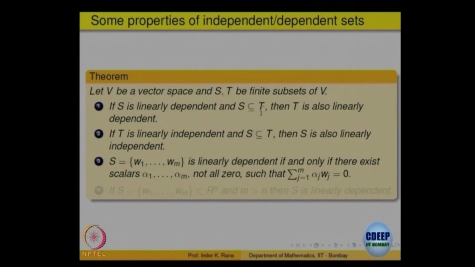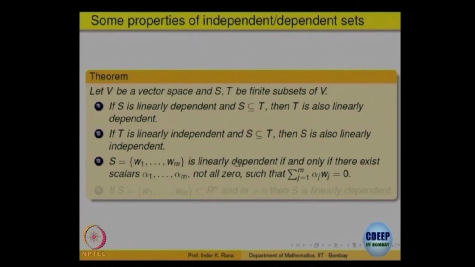So, if inside a given set you find a subset which is linearly dependent, then the bigger set itself is linearly dependent. An equivalent way of saying the same thing would be, if T is linearly independent, then every subset also is linearly independent, because the property of independence is that if a linear combination is 0, all the scalars must be 0. If it is true for elements of T, then obviously it is true for elements of the subset also.